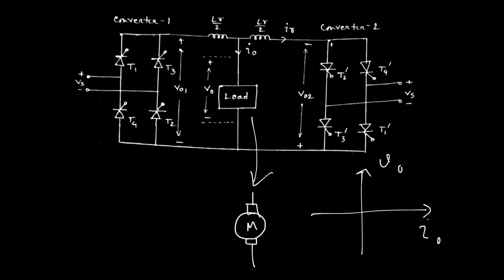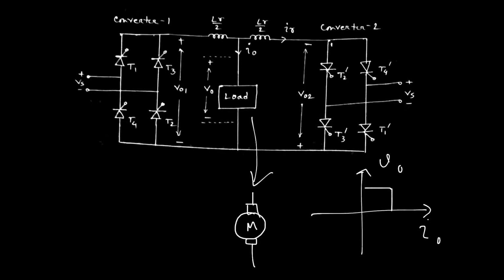Now, in the first operation, when the dual converter is working as a normal rectification operation, we assume converter 1 starts working. Then the current starts flowing from the first converter to the load, in this direction. Then the supply voltage is positive across the load, that is, the voltage is positive, and current is flowing across the load, that is, I0 is positive. That will cover the first quadrant operation. Voltage and current both are positive.